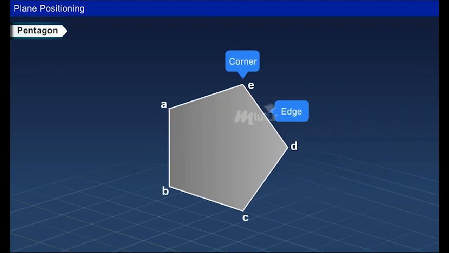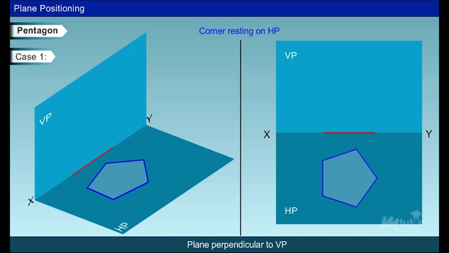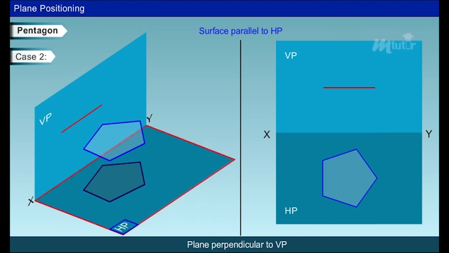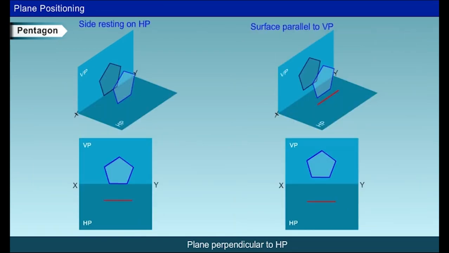Pentagonal plane. The pentagon has 5 edges or sides with 5 corners. In the problem, if it is given that the pentagon is perpendicular to VP and resting on one of its corners on HP. If the pentagon is resting on one of its corners and the surface is parallel to HP, it can be drawn as shown. When the pentagon is perpendicular to the HP, for the two cases, the pentagon can be drawn as shown.